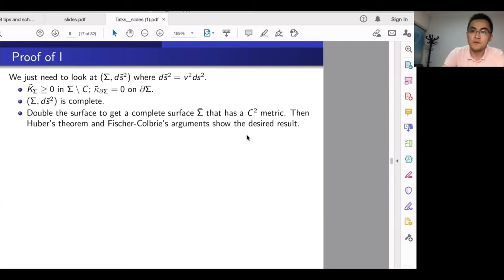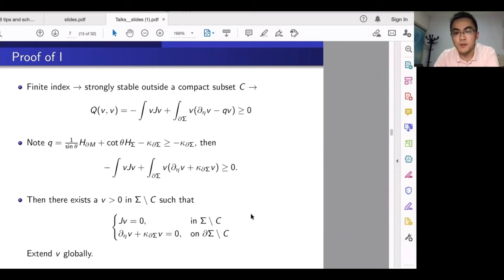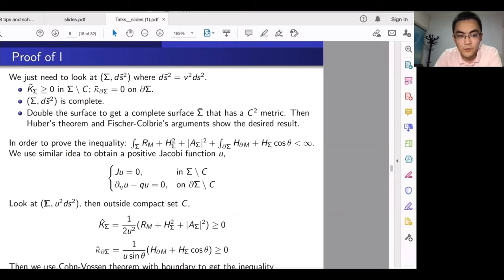And for the second part, for the proof of this inequality, we can apply a similar idea, okay? We can construct a positive Jacobi function U, satisfying the following two equations. So the only difference is now, along the boundary, we have minus Q here. It's not plus kappa partial sigma, okay? But the proof is similar. Then we look at the new surface, and by the conformal change of the metric, we can prove that the Gaussian curvature is not negative, and the geodesic curvature is not negative. Then we use the Cohn-Vossen theorem with boundary. We know that the integration of K hat plus the integration of kappa hat is finite. Then we get this inequality, okay? So this is the proof of the first theorem.